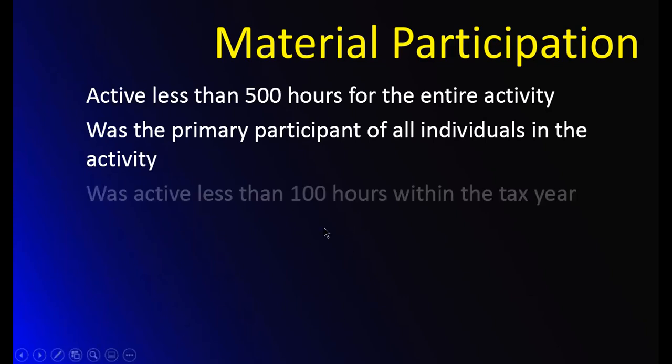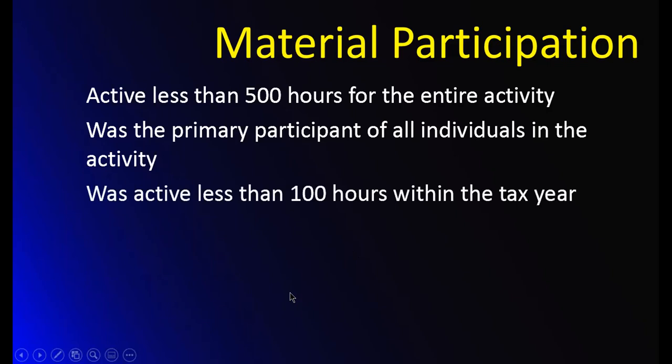All right. And this is important. When I said 500 hours for the entire activity, it was less than 100 hours within the tax year. So that 500 hours is spread over a number of tax years. Within any one tax year, it has to be less than 100 hours. If it goes over 100 hours in a tax year, you're now considered actively participating in it.